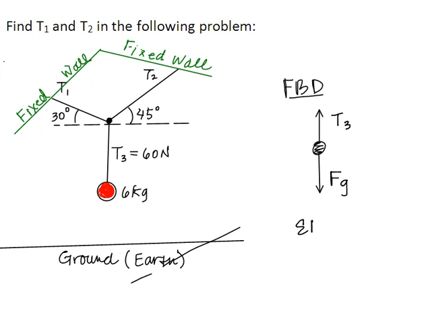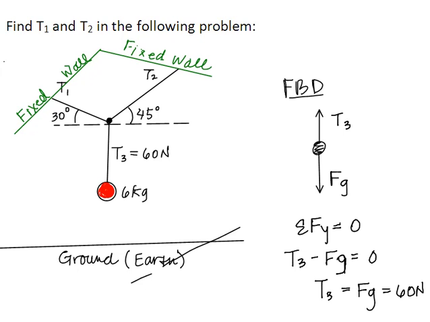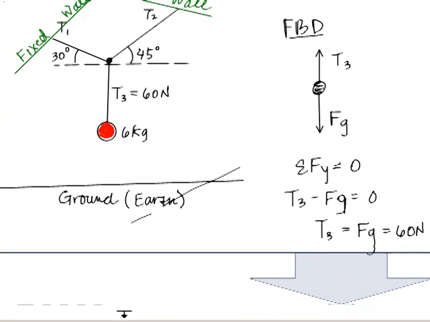Because it's in equilibrium, the forces in the y direction cancel out. So T3 is up, Fg is down, equals 0. So the tension in the third rope is equal to the force of gravity on the hanging mass. The force of gravity is mg, so that gives us 60 newtons. So now we know T3.